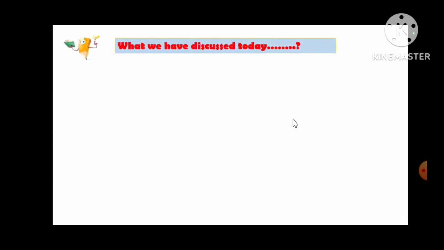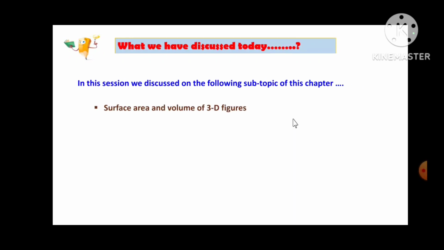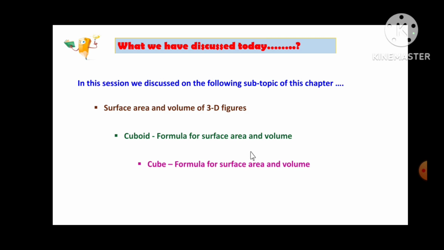So today what we discussed in this session are the following subtopics. Number 1, surface area and volume of 3D figures: the cuboid formulas for surface area and volume of the cuboid, and for the cube also the formulas for surface area and volume.